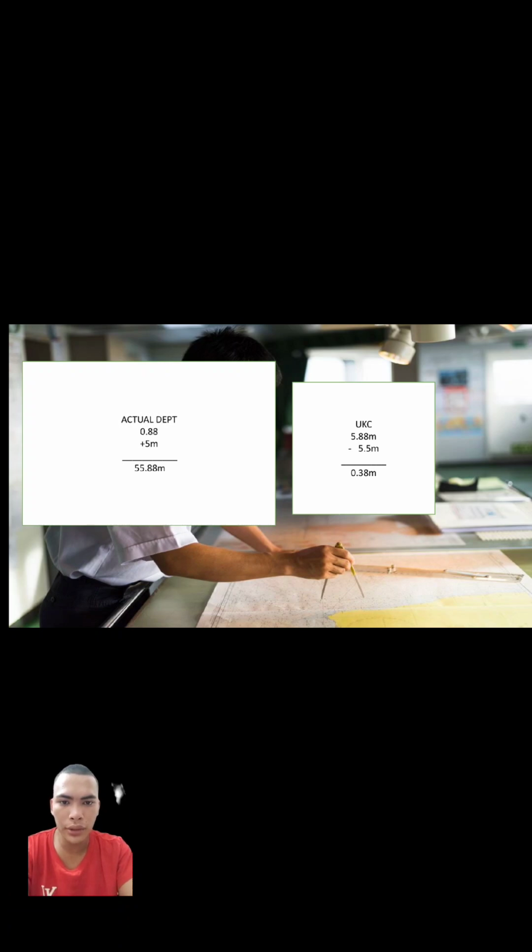0.88 meters will be used to get the actual depth. So 0.88 plus the charted depth is equal to 5.88 meters. 5.88 meters will be used to get the UKC. So 5.88 meters minus the draft, which is 5.5 meters, is equal to 0.38 meters.